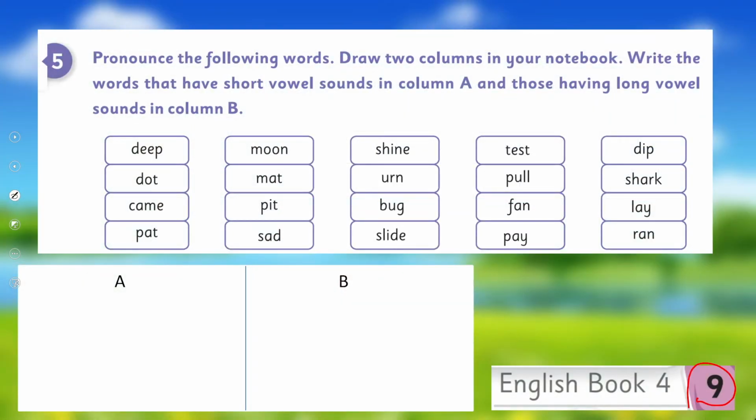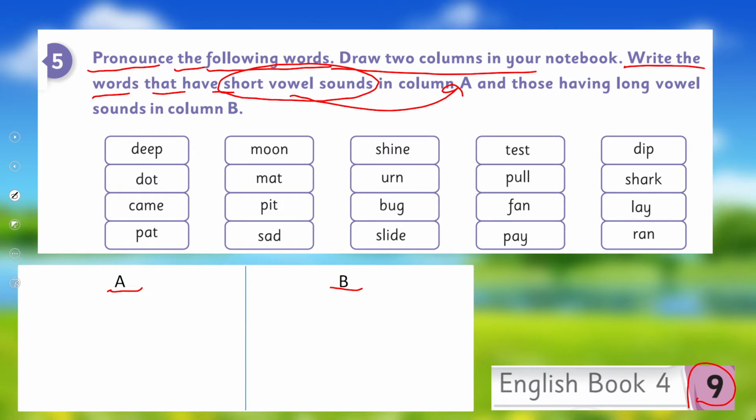That is on page number 9 of your book. What you will do, you will pronounce the following words. You will draw two columns in your notebook as I've drawn over here, column A and column B. And you will write the words that have short sound in column A and those having long vowel sound in column B. So you will read it. If it's a short sound, it will go to column A. And if it's a long sound, it will go to column B.